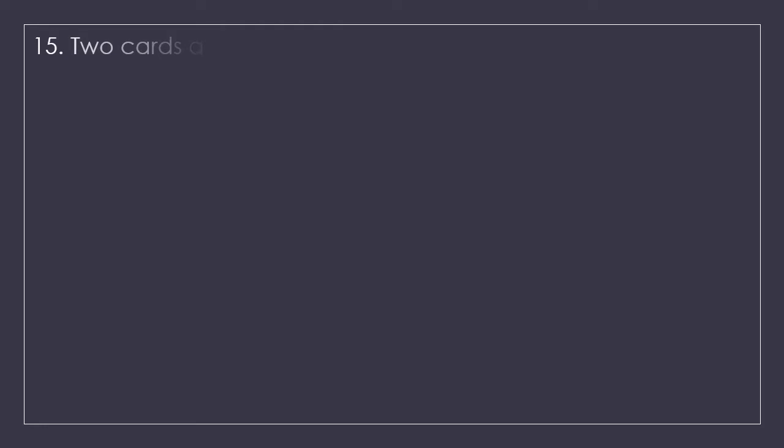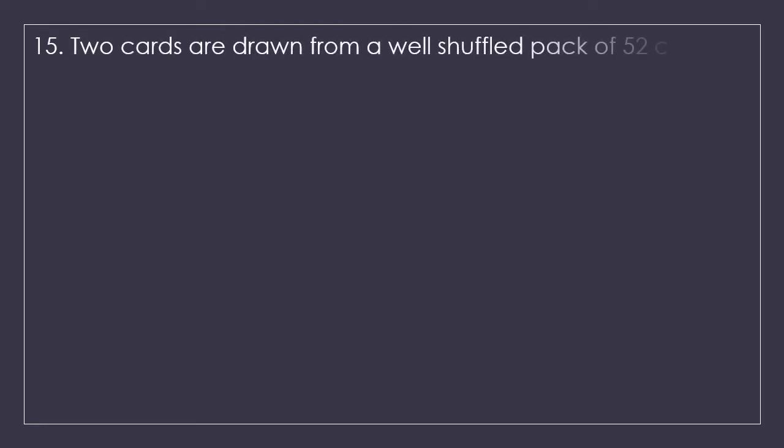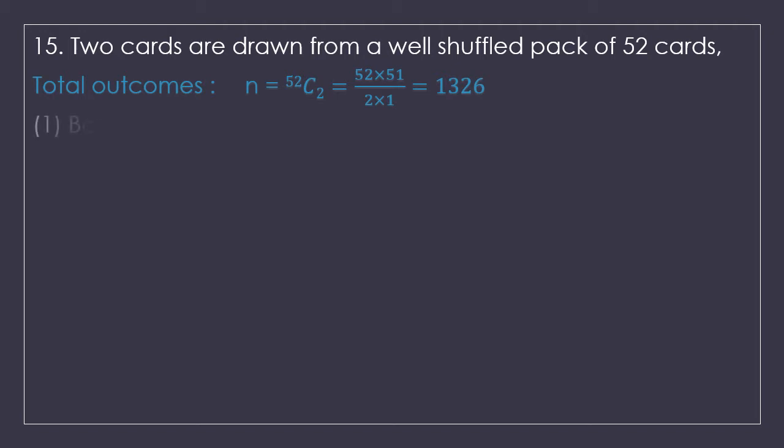Moving on to question number 15. Two cards are drawn from a well shuffled pack of 52 cards. Of course, when we are selecting 2 cards from 52 cards, the total number of outcomes we will face is 52C2. That is 52 into 51 divided by 2 into 1, that is 1326. So total number of outcomes are 1326. First sub question, both the cards are of different colors.